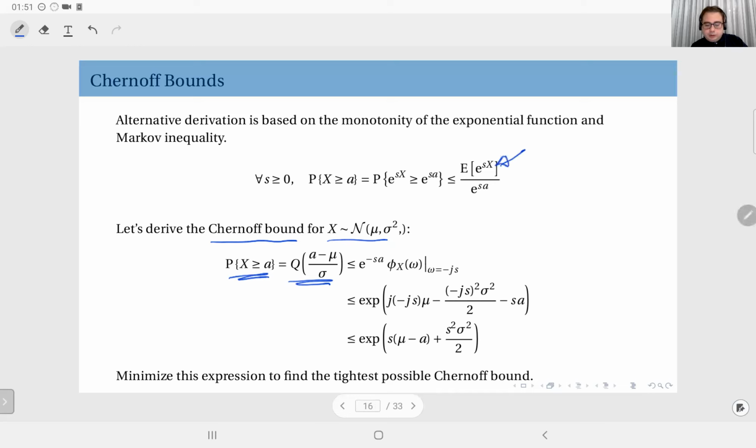So what you do is, first of all, you need this, and this here you see appears here, e to the power s minus s times a, and this here can be computed through the characteristic function. If you remember, the characteristic function was defined as the expected value of e to the power j omega x. Now here, if you just plug in, instead of omega, minus js, you get the expected value of e to the power sx.